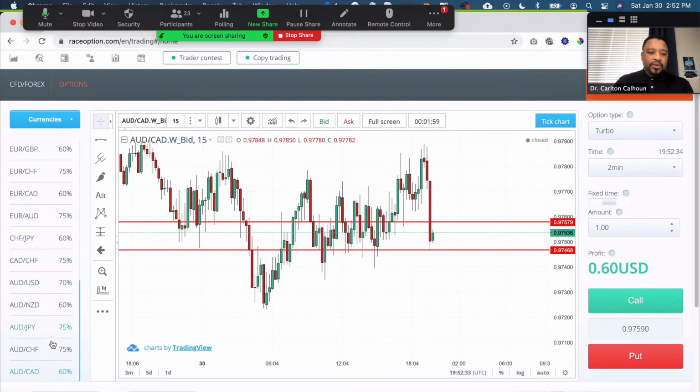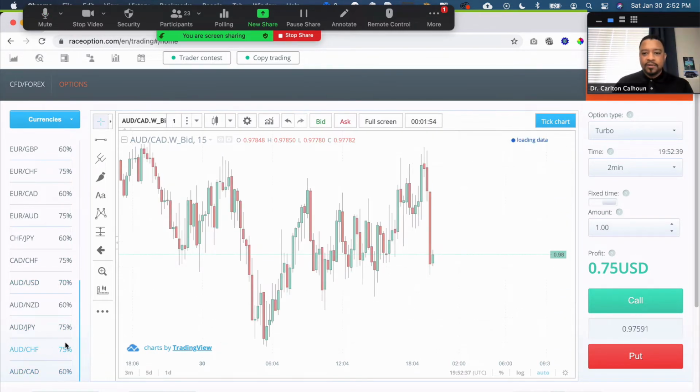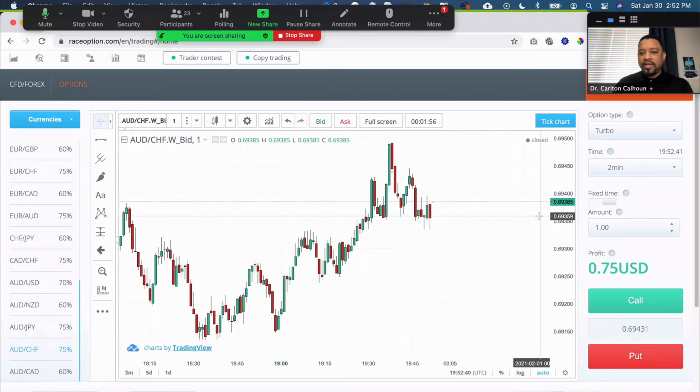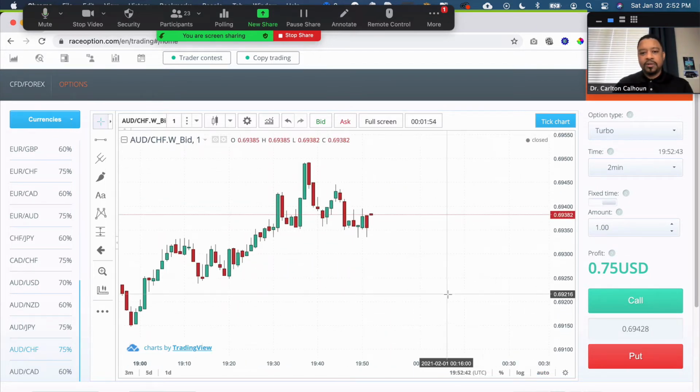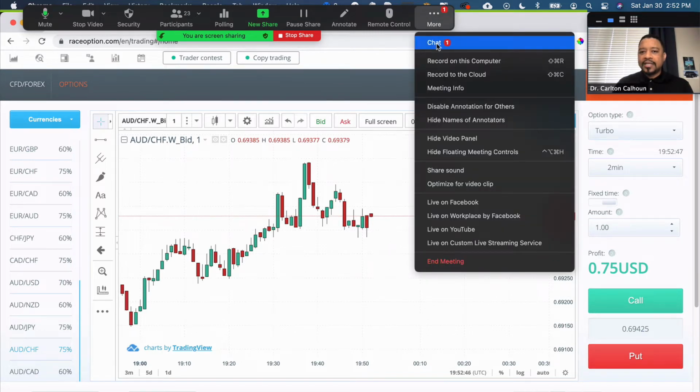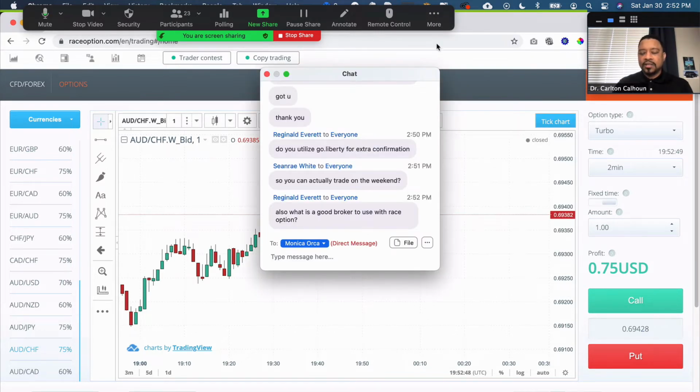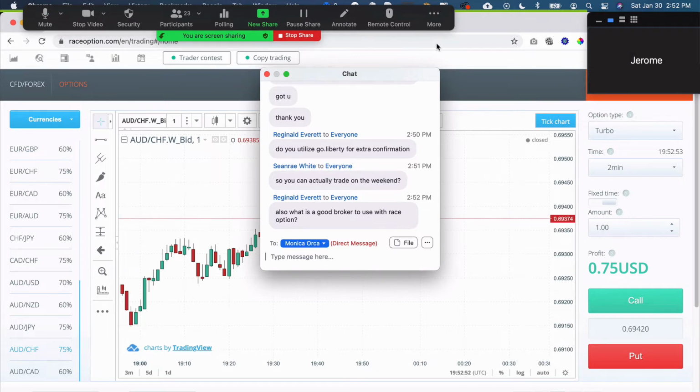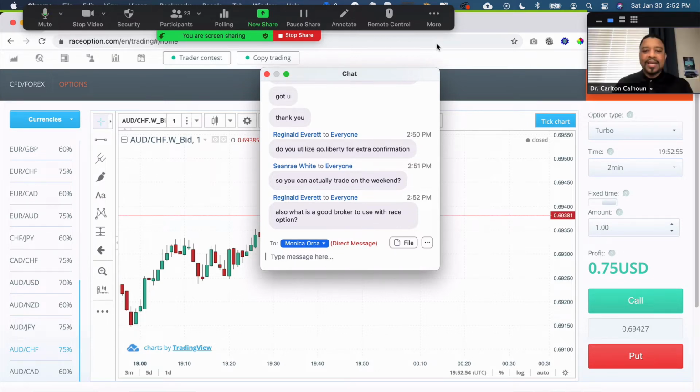So let's see what else we can find in the world of binary options. And if you all have an account and you want to take some trades with me, let's do it. I will recommend 1% or less today because on the weekends, the markets can be funny. Reginald, Race Option is the broker.